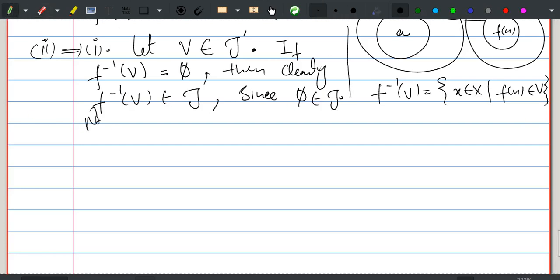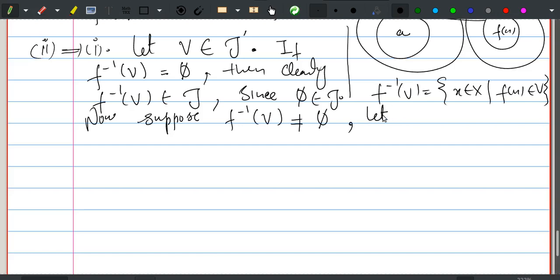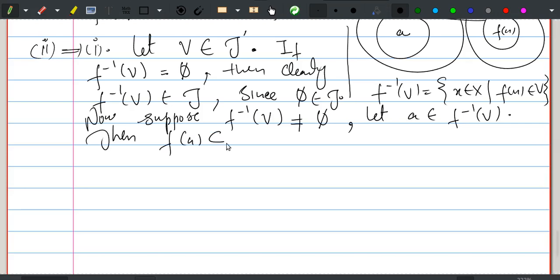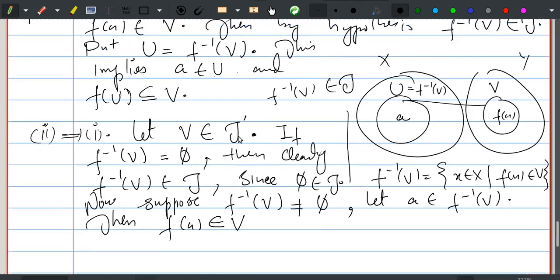Now suppose f inverse of V is non-empty, and let A be any element in this set. So if A is in f inverse V, that means f of A is in V. So then f of A is in V. Now note that V is open set.